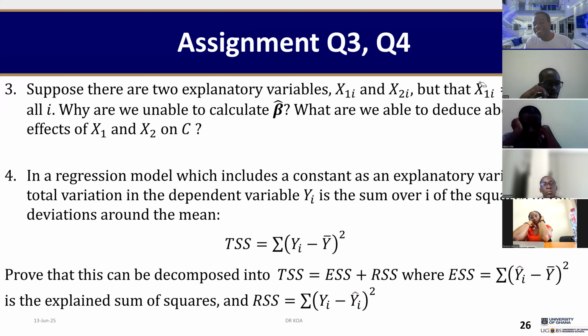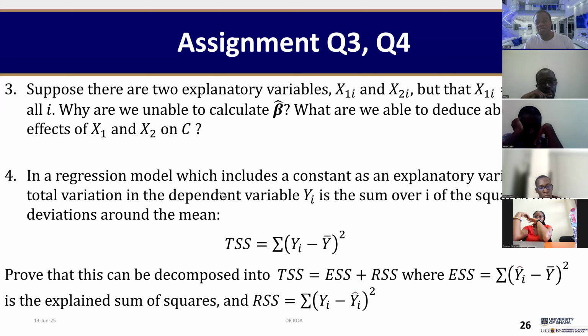The third one, suppose there are two explanatory variables, x1i and x2i, but the first one is equal to a product of something and the second one for all i. Why are we unable to calculate the beta cap in this context here? Especially when you multiply the x2i by a rho value, why can't we find the beta cap here? What are we able to deduce from the effect of x1 and x2 on C? Again, using the original function that I gave you. Try and think through that because it's easy to see that we cannot calculate it anymore.